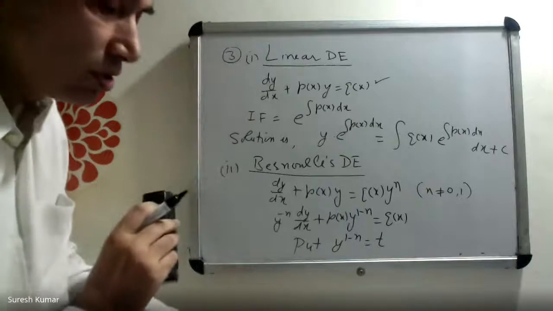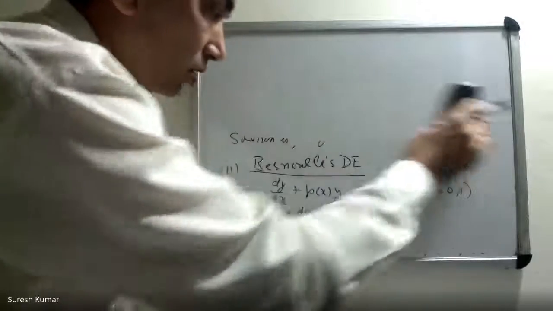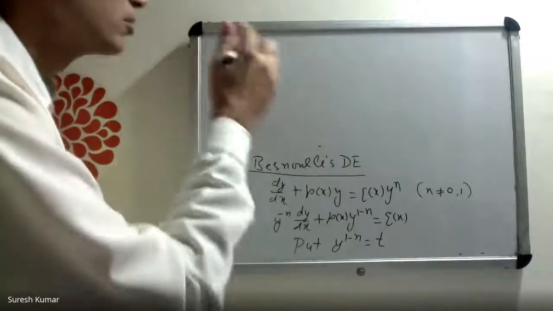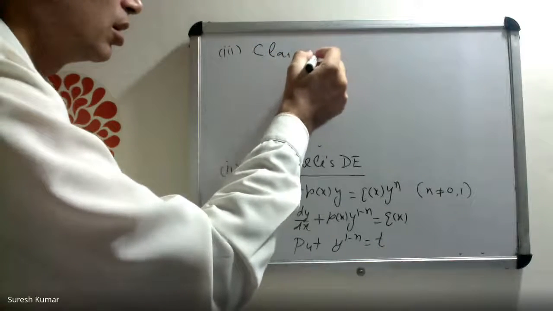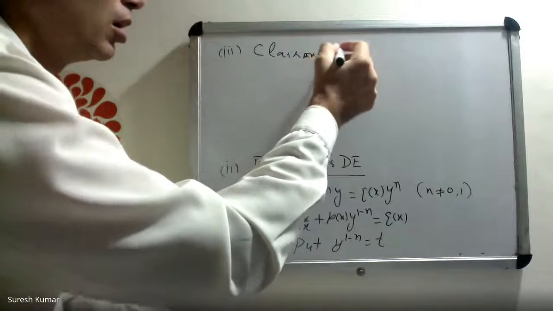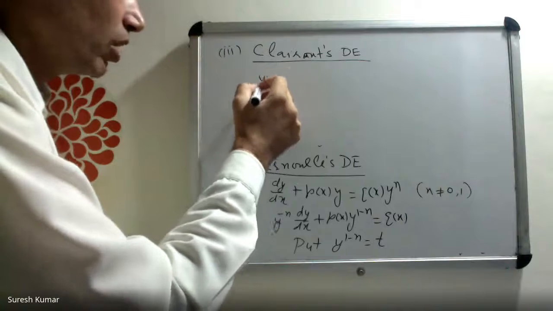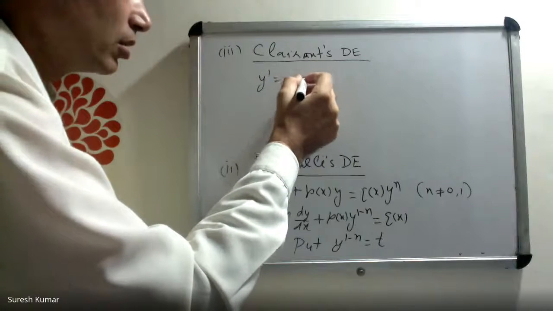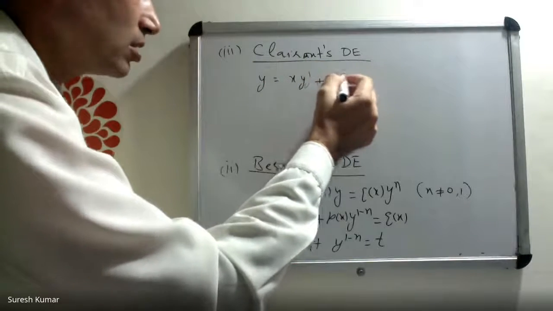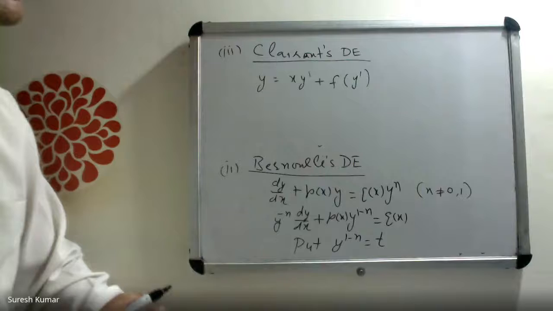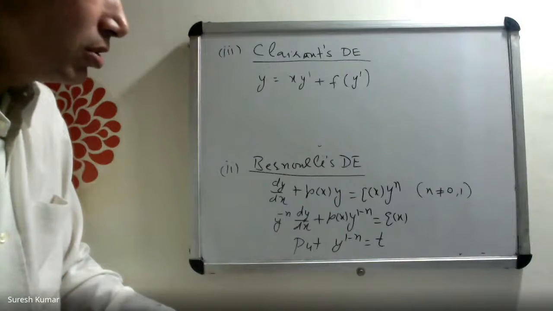One more differential equation I told you, that is not in your course, but I would like to tell you again, that is Clairaut's differential equation. Which kind of equation is it? y = xy' + f(y'). This kind of differential equation is Clairaut's differential equation.